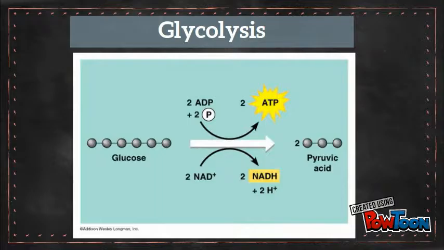Glycolysis removes the hydrogen from glucose and puts it on NAD to make NADH, an energy carrier that will carry it and its electron to the electron transport chain to make ATP. The products of glycolysis are 2 pyruvate, 2 ATP, and 2 NADH.